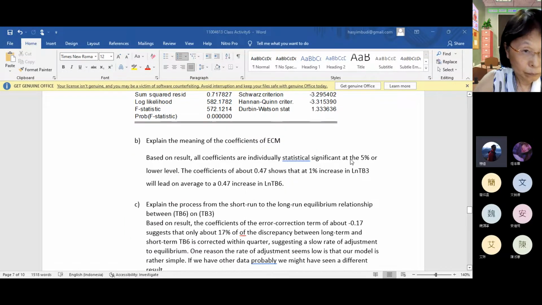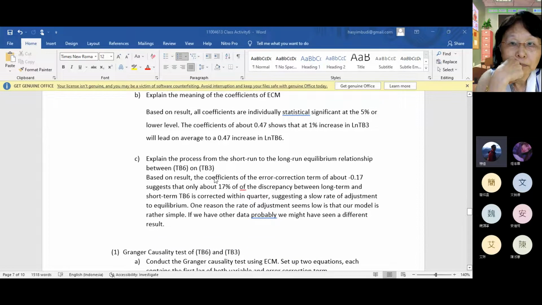Explain the meaning of the coefficient of the ECM based on the result. All coefficients are individually statistically significant at the 5% level. The coefficient is about 0.47, so a 1% increase in LNTB3 will lead on average to a 0.47% increase in LNTB6.